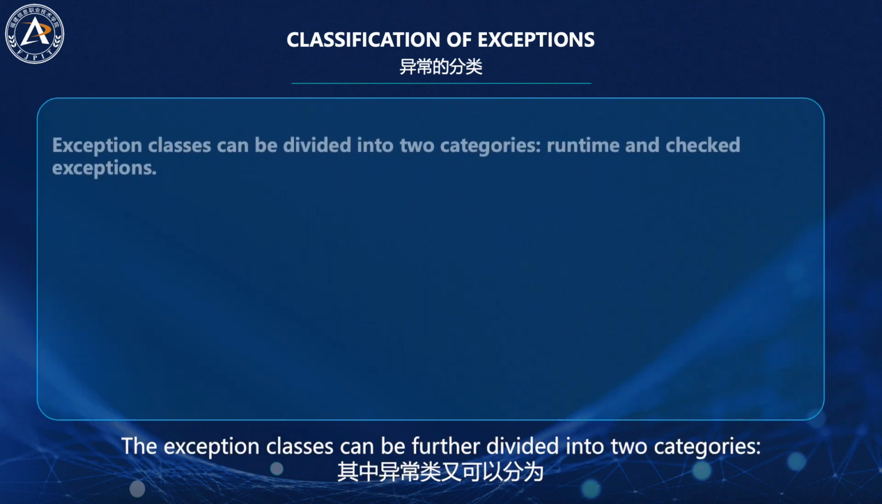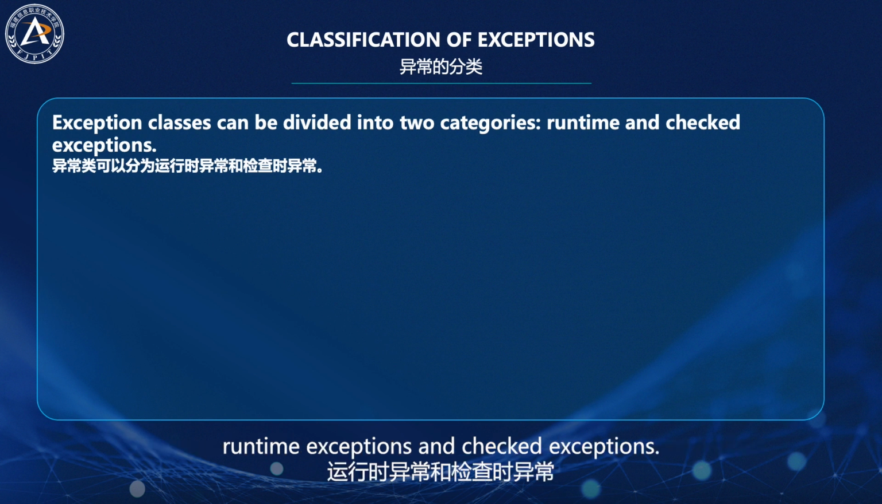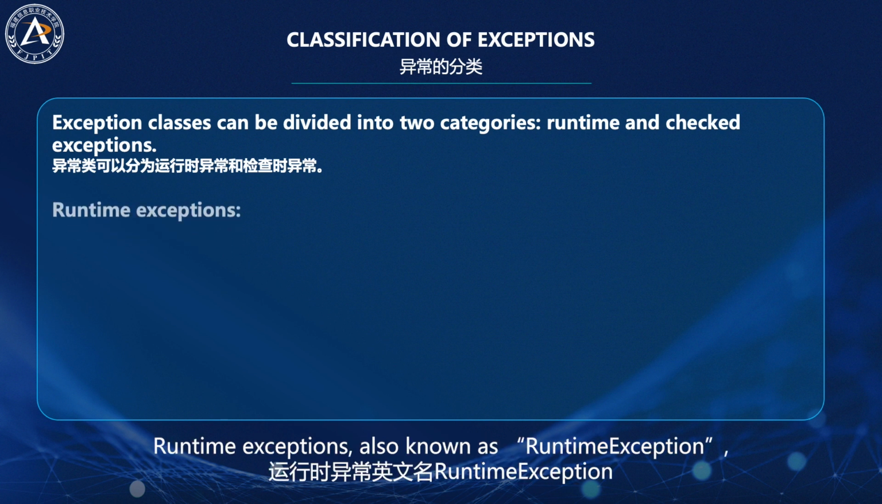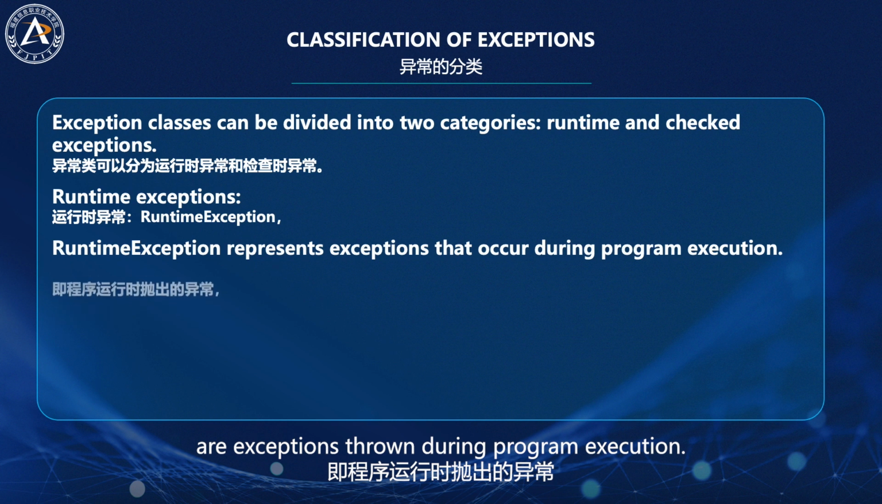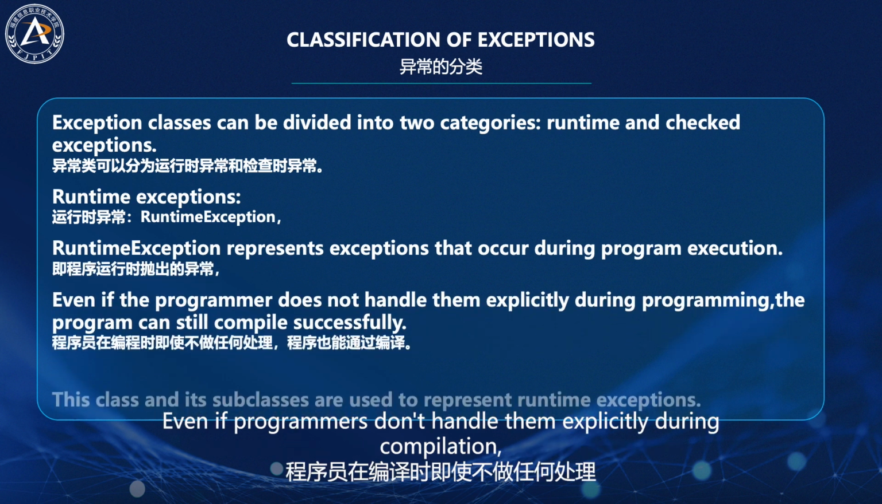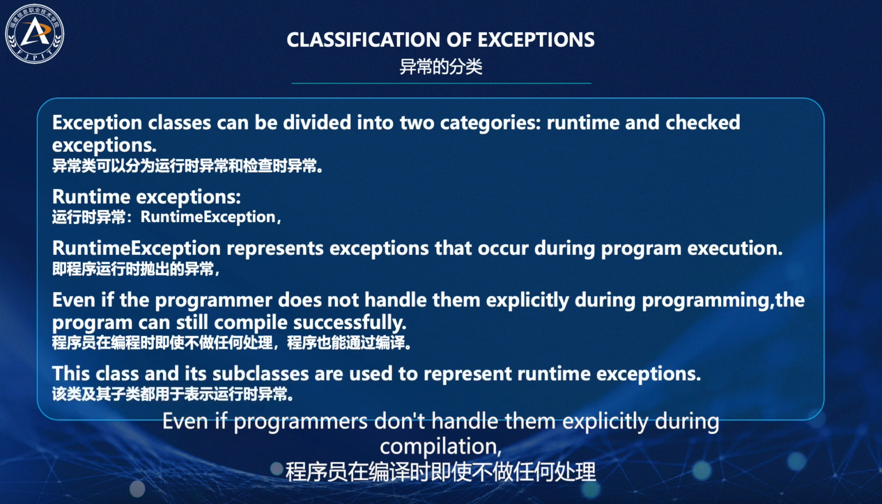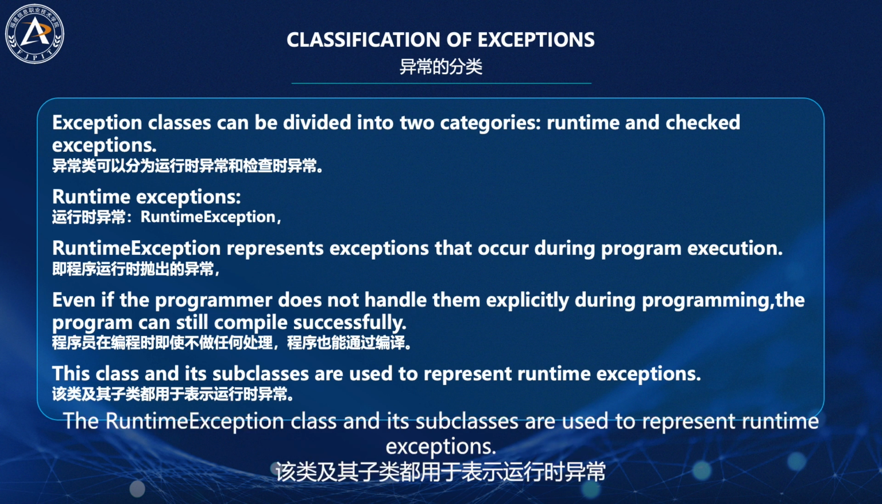The Exception classes can be further divided into two categories: runtime exceptions and checked exceptions. Runtime exceptions, also known as RuntimeException, are exceptions thrown during program execution, even if programmers don't handle them explicitly during compilation. The program can still be compiled. The RuntimeException class and its subclasses are used to represent runtime exceptions.